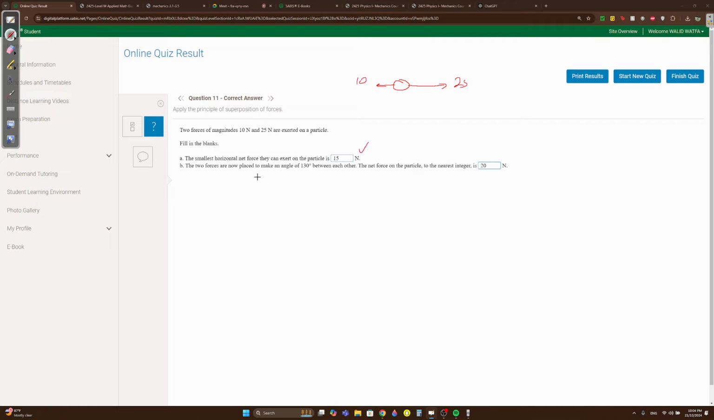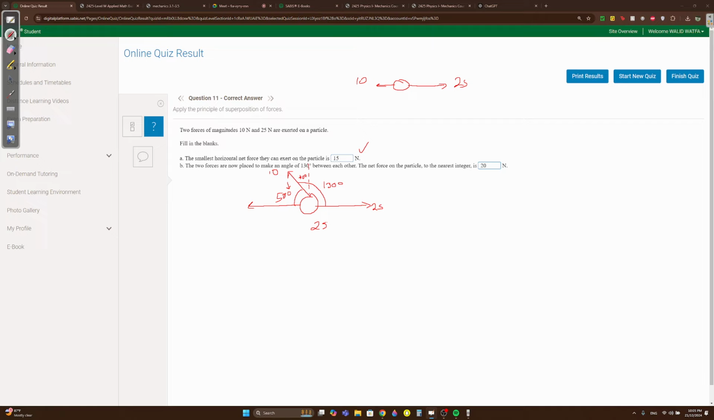The two forces are now placed to make an angle of 130 degrees between each other. What is the net force on the particle? The easiest way to draw this: put the 25 here. This is actually using the same example I just said, I think. I don't know. 25, and here you have 130 degrees. 130 degrees means 90 here, so 130 minus 90 is 40 degrees. So this is 40, and this here is 50. Remember, you use this one always, the one with the x-axis.